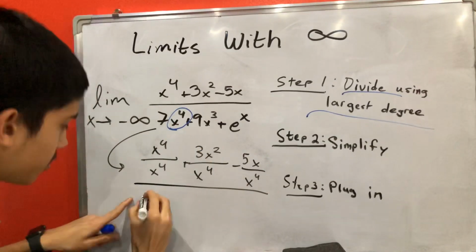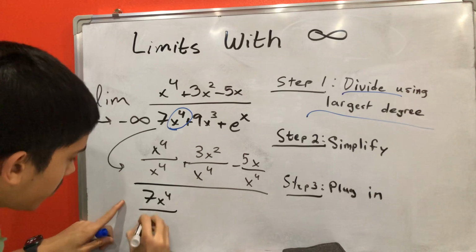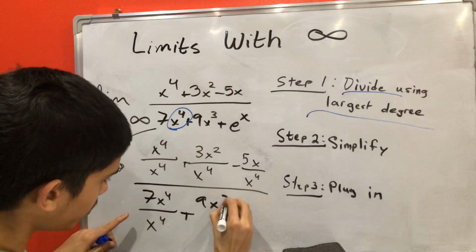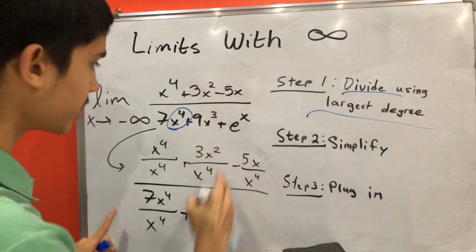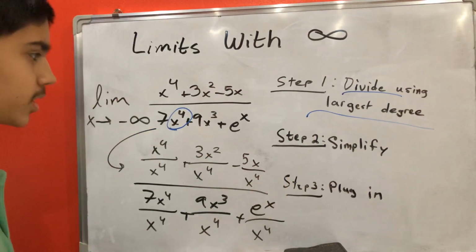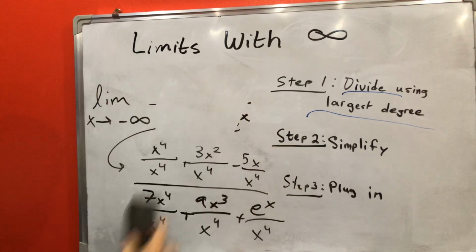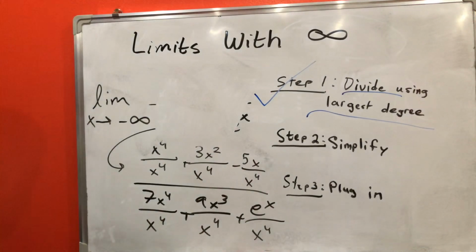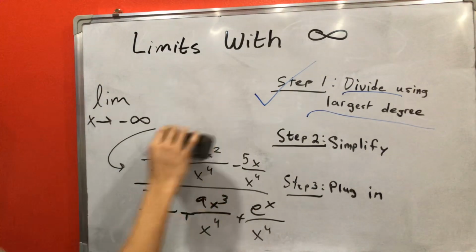Now we're going to do the same thing to the denominator. X to the 4th, I'm just dividing the largest degree. Plus 9x squared cubed divided by the largest degree. Plus e to the x over that. Boom. We're done with the first step. That's that easy. You just got the largest degree and we just had to divide it.